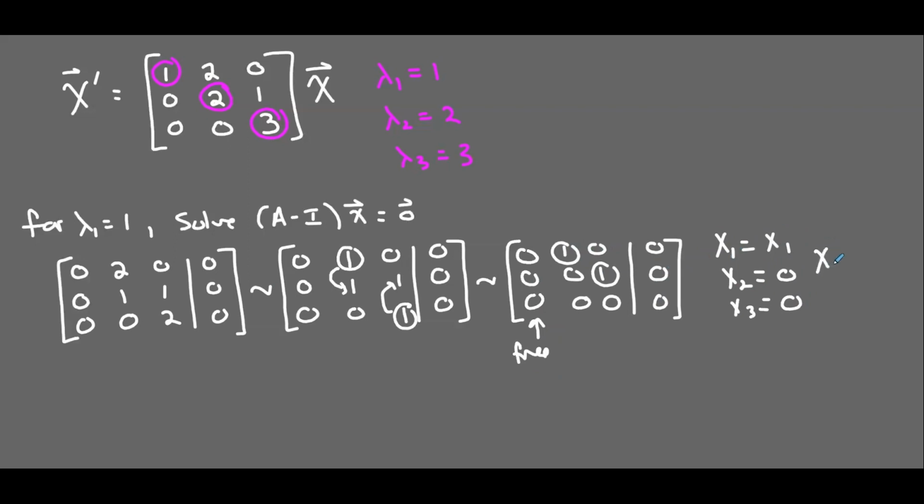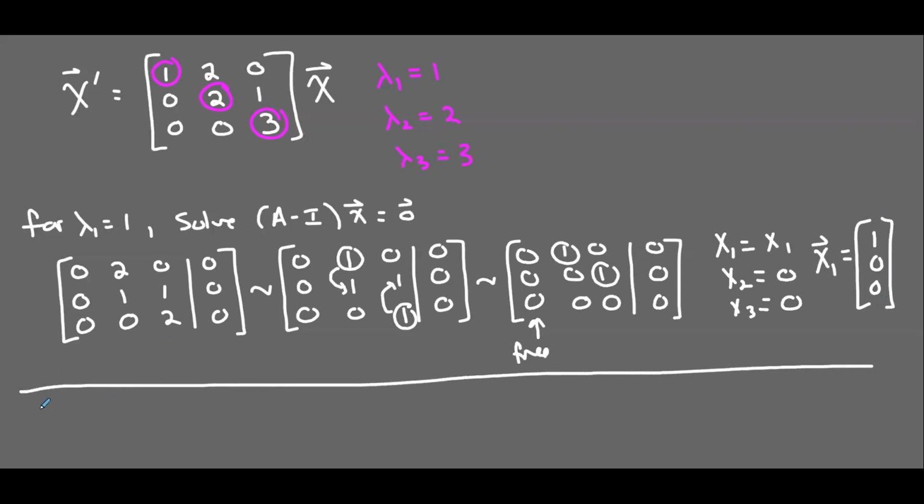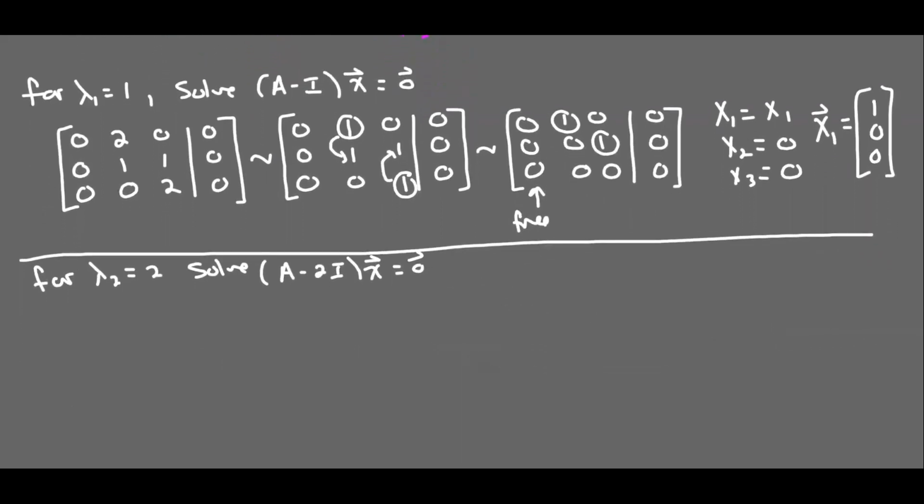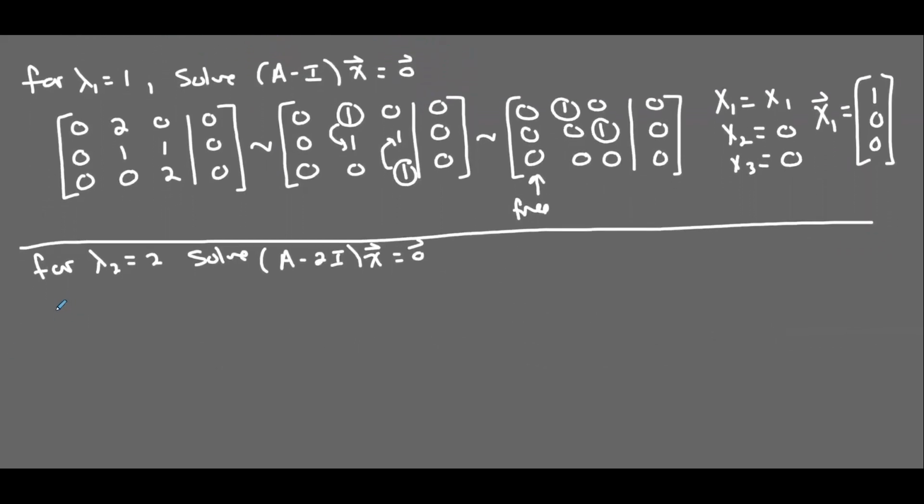So let's just pick 1 0 0. I'll just let x1 be 1. Okay, move on to the next one. For lambda 2 equals 2, I need to solve (A - 2I)x = 0. So I'm going to subtract 2 from the main diagonal instead of 1, and then augment that with the 0 vector and solve for x.